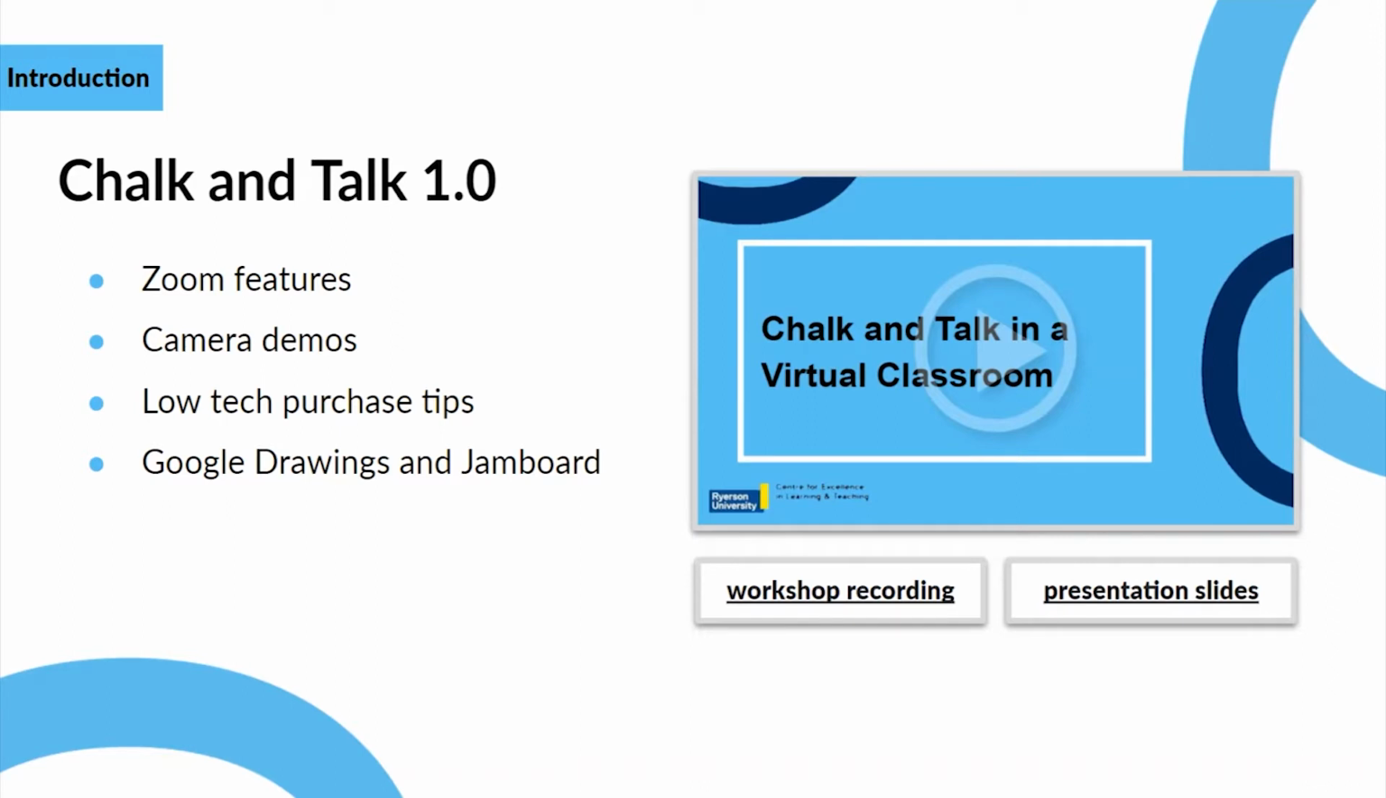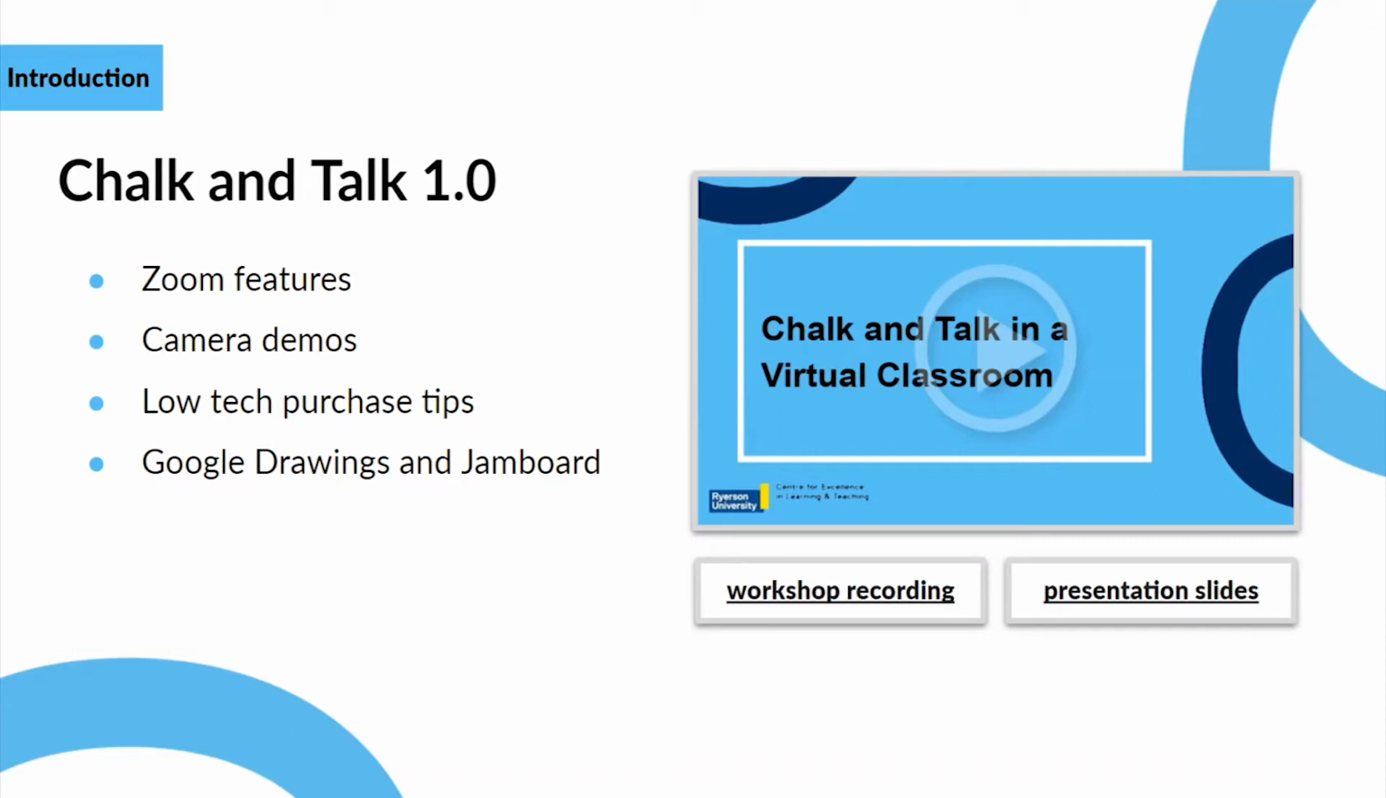So if you're looking for some tips on where to find some cheap whiteboards or other props and things that can help you in your space, there's a list in those slides. And then we also went through Google Drawings and Jamboard in detail. That's something that Ariane did, so she's joining us today. If you have questions about those two platforms, which are available to all faculty and students at Ryerson, feel free to ask. And just a reminder, those are Ryerson supported tools that you can use.